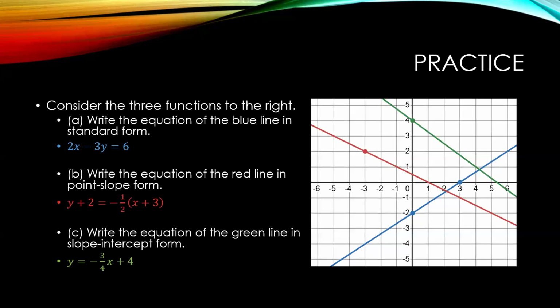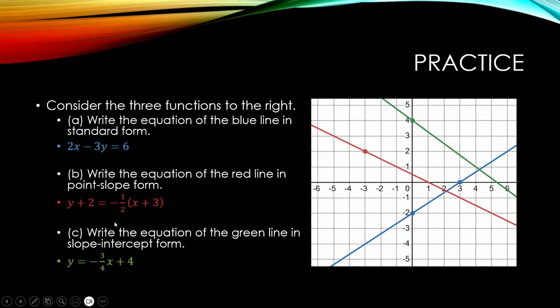Here are our answers. For the blue line in standard form, it's going to be 2x minus 3y equals 6. Essentially, we just plug in 0 for x and 0 for y, and that's how we get those values. Write the equation for the red line. Well, we know that the point is going to be negative 3, 2. Or sorry, no, this formula is no good. It should be y minus 2 equals negative 1/2 times x plus 3.